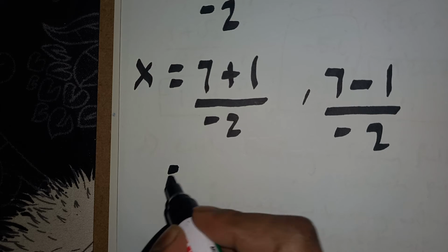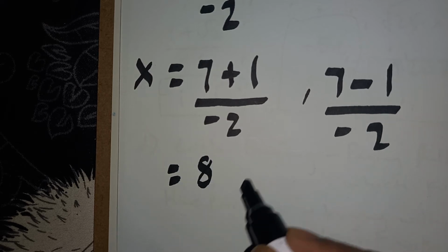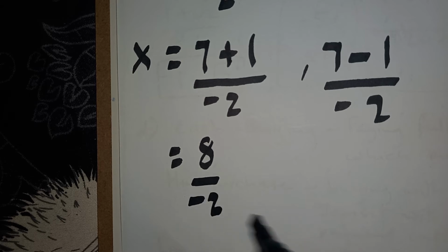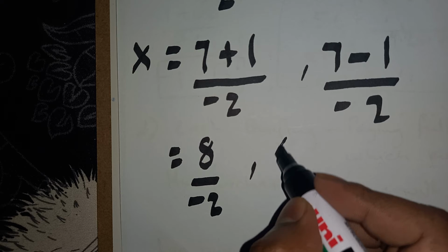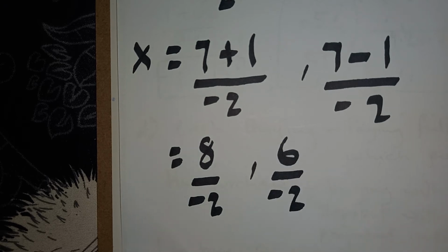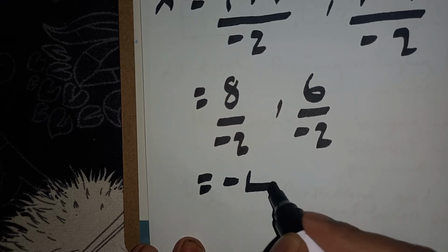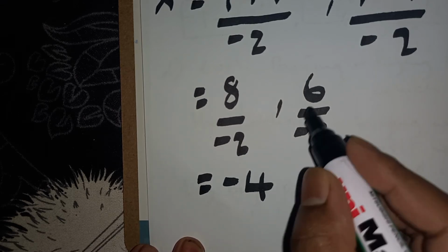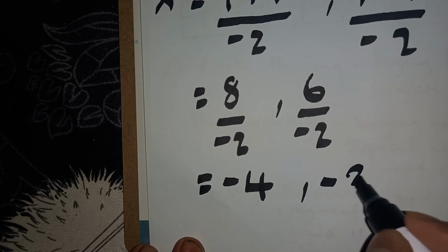Now 7 plus 1, we know it is 8, and that is divided by negative 2. The other part will be 7 minus 1. 7 minus 1 is 6, and that is divided by negative 2, right? So 8 divided by negative 2 is negative 4, and this side 6 divided by negative 2 is negative 3.